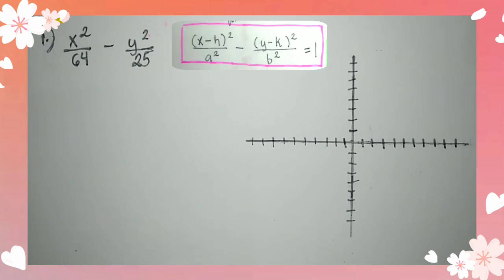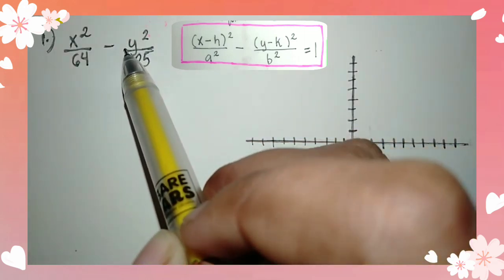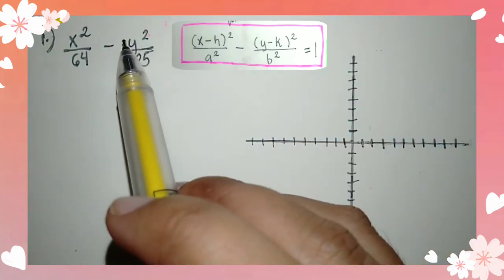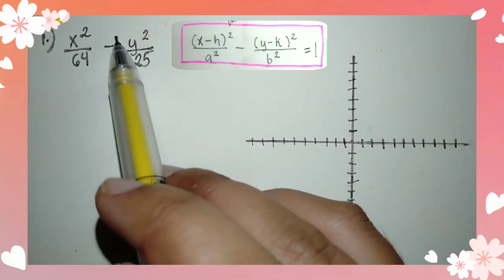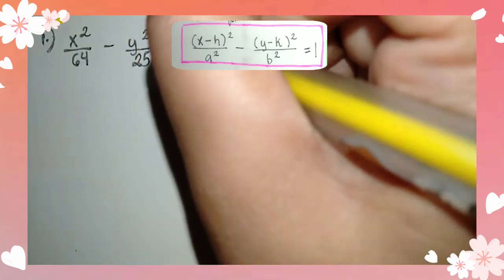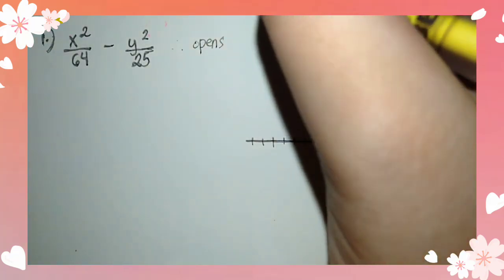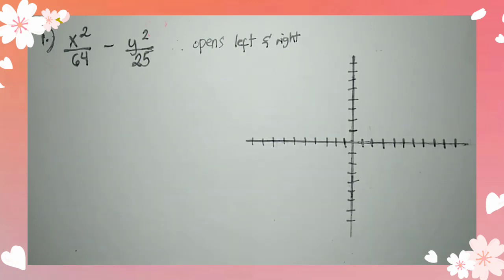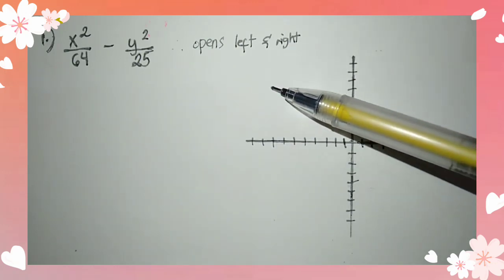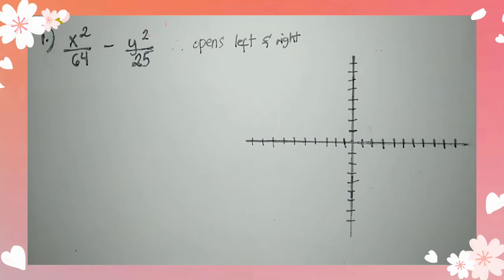Ang conditions natin kanina, kapag si y yung may minus sign, take a look at this, si y yung nasa second, and si y yung merong minus sign. We therefore conclude that our hyperbola opens left and right. Okay, very good. Y opens left and right ang ating hyperbola. Meaning to say, pag ganito siya, left and right. Alright? Then, the next step is to find the center.